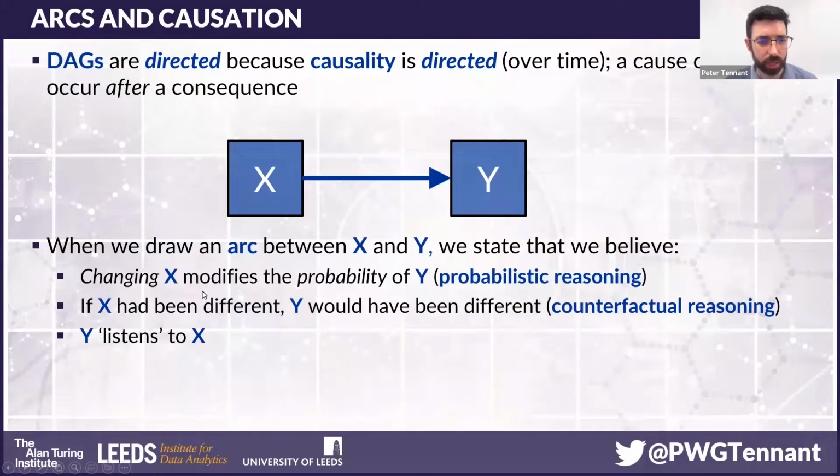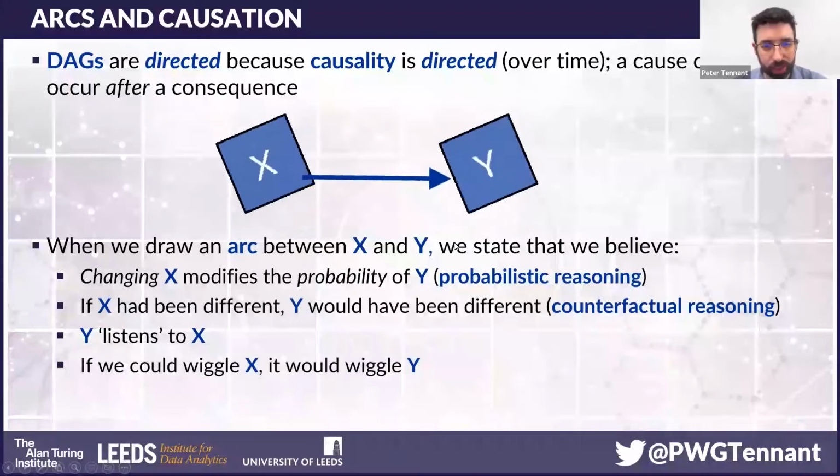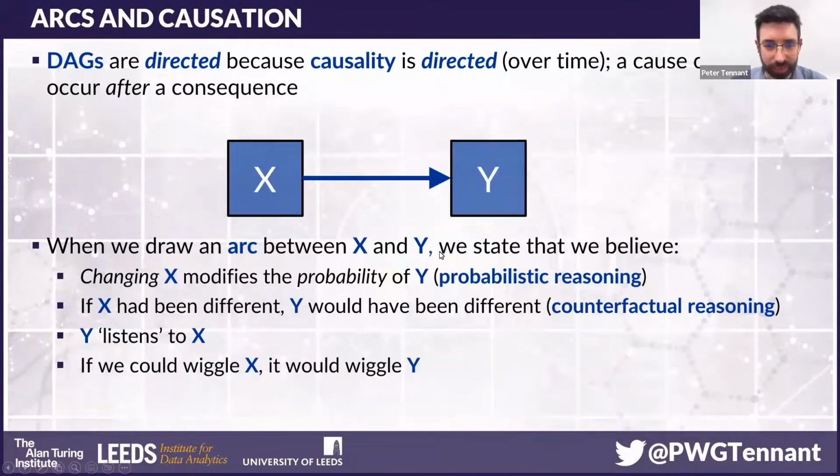We are saying that by drawing this arc, changing X would modify the probability of Y. We are also saying that if X had been different, then Y would have been different. Or more generally, Judea Pearl would say, we're just saying that Y in some way listens to X. Or visually, if we were to wiggle X, it would wiggle Y.